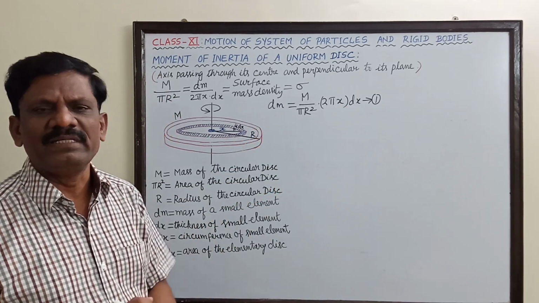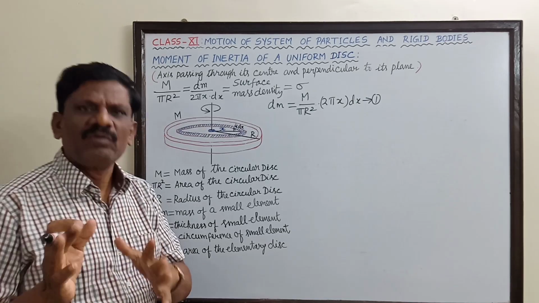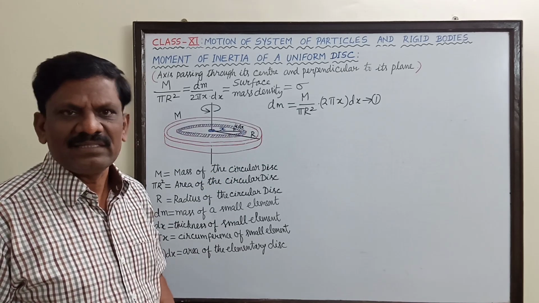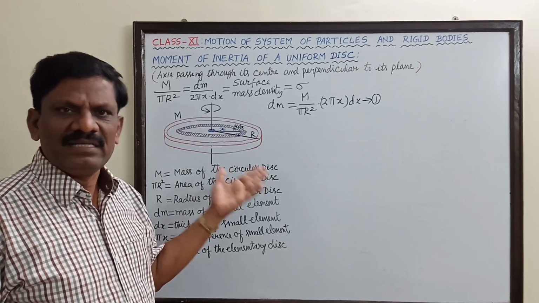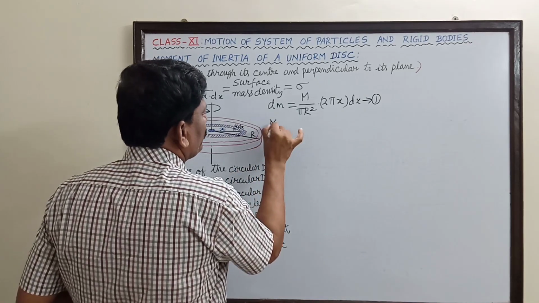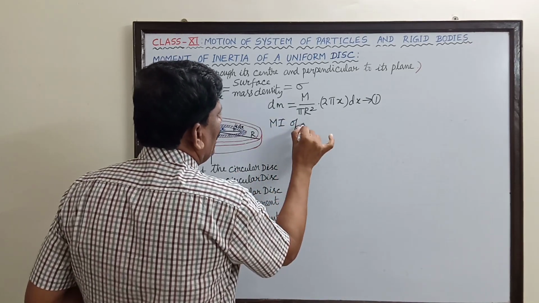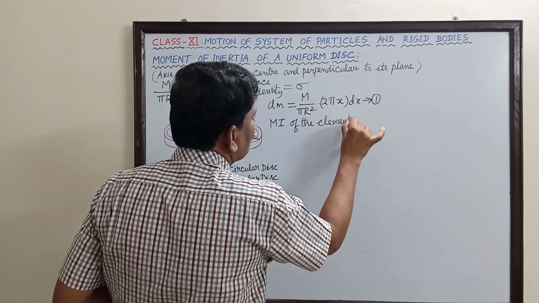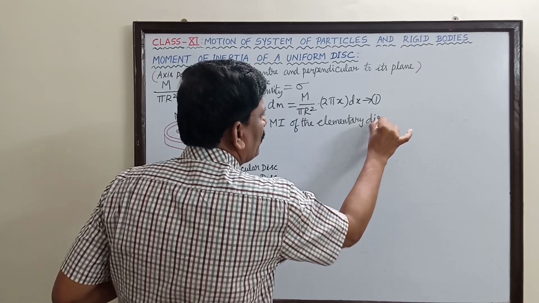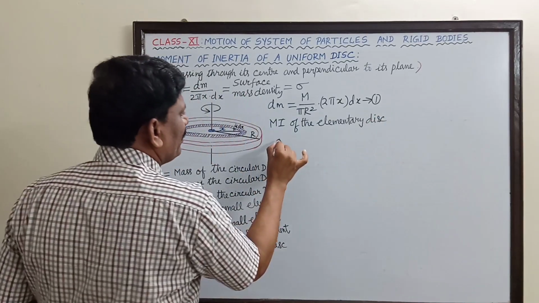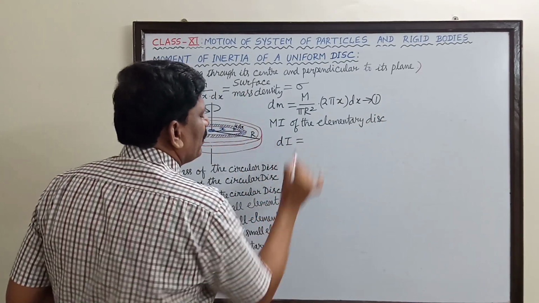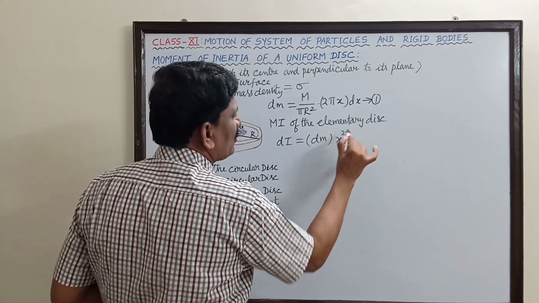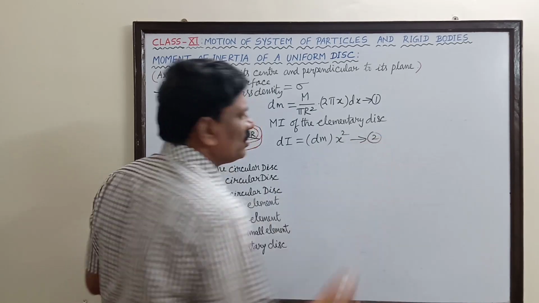Okay, what next have we done in the previous derivations? First we have to find the opposition offered by this elementary disk to the rotation of the disk, that is the moment of inertia of this elementary disk, or ring, no problem. So this elementary disk is given by dI equals mass dm into distance square. This is equation 2.